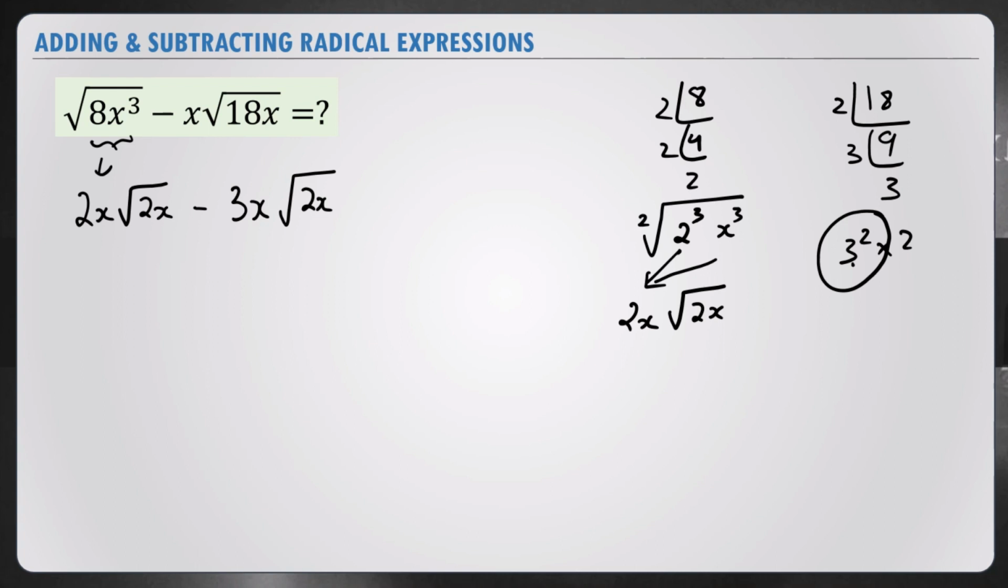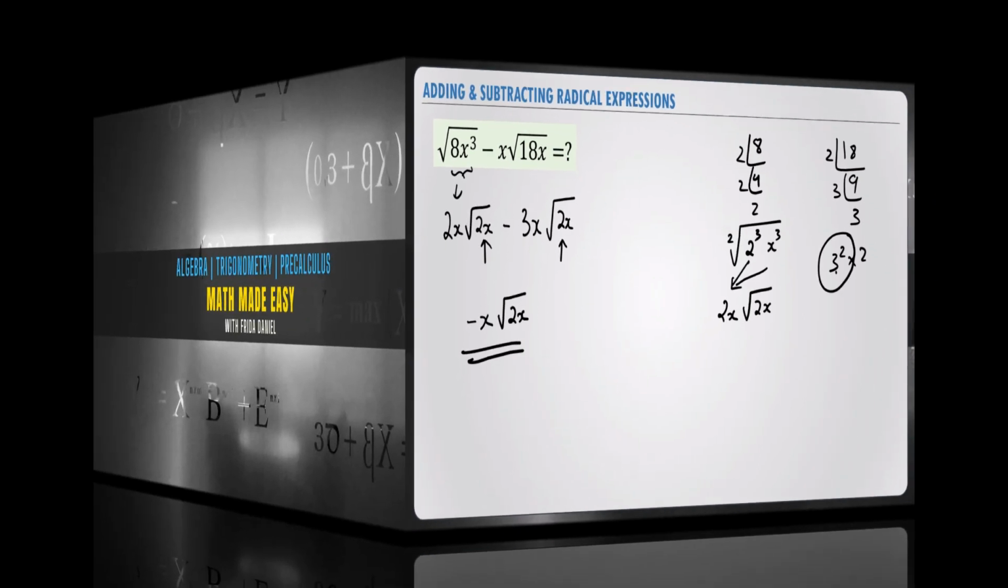And since these two are the same, we can take 2x minus 3x. 2x minus 3x would be negative x. We are left with negative x, and the radical remains the same, which is root 2x, and that's your solution.